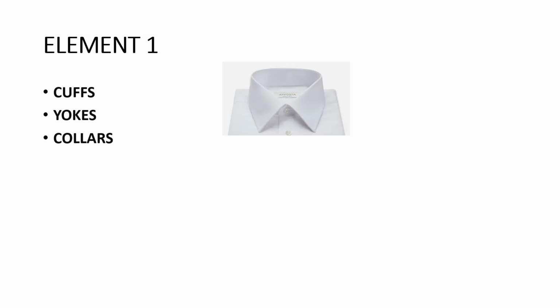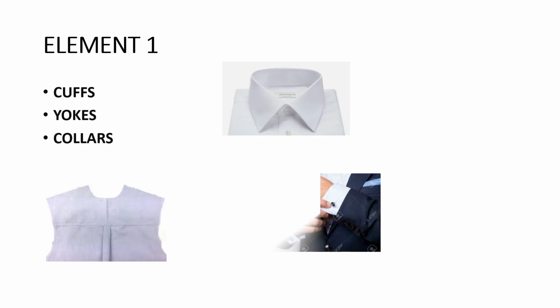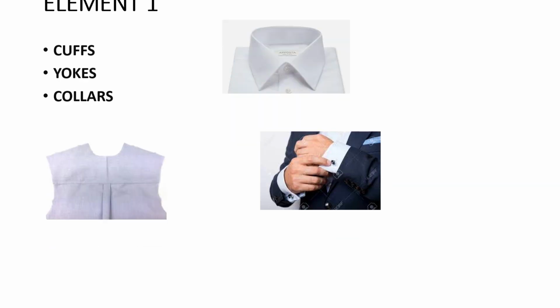Now in this element there are also cuffs, yokes and collars, what we are talking about here. These are examples of collars. What type of collars will be there? It plays an important role in the garment, the collar design, the material used in the collar. All these things are there in the specification sheets. Then also the yokes, and also the cuffs of an apparel product. So cuffs, yokes and collars come under element number 1.